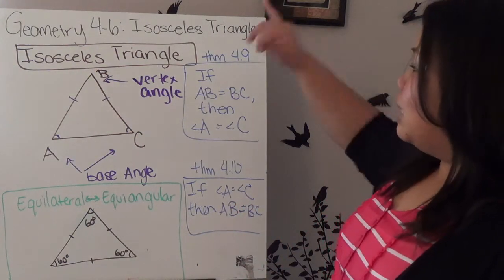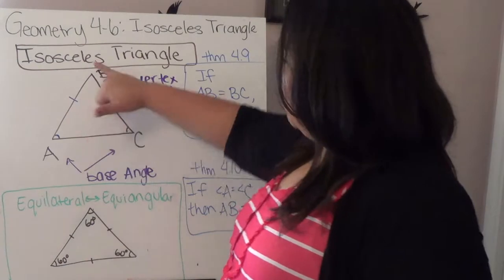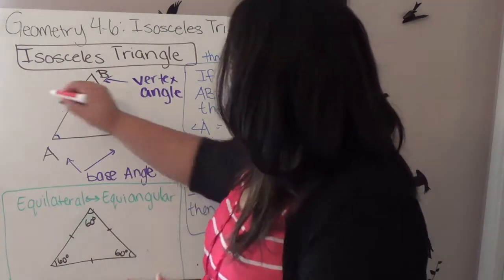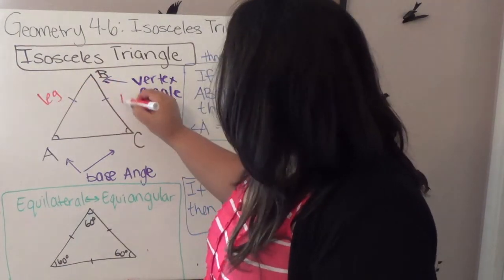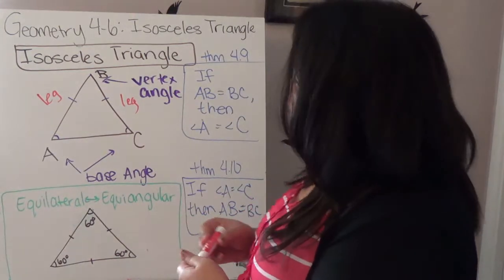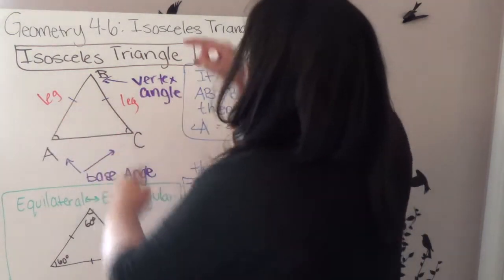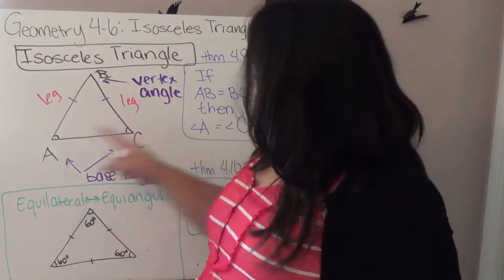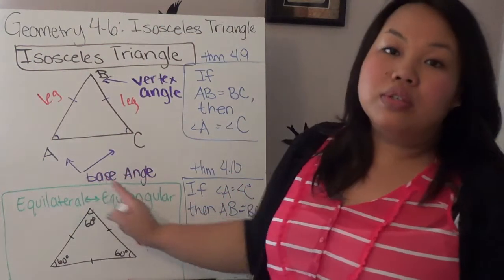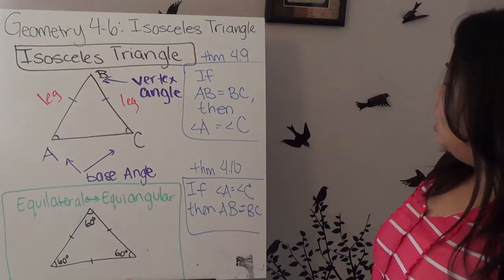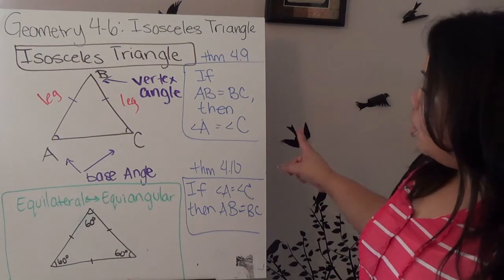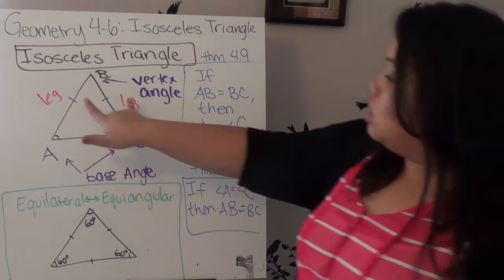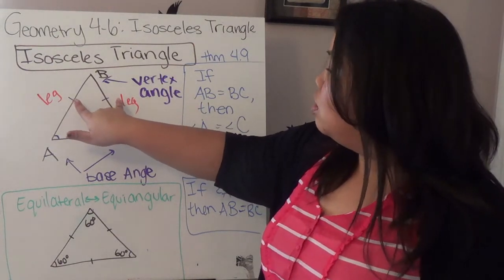So in this case, the isosceles triangle, the two sides that are equal to each other, these are called the legs. So this is one leg, this is another leg, and it's important to know because the top one right here where the two legs connect, that's the vertex angle, but the bottom ones are called base angles.